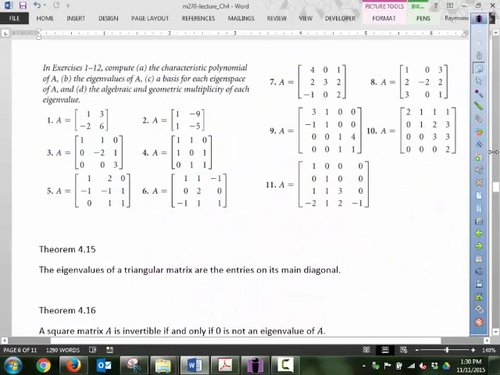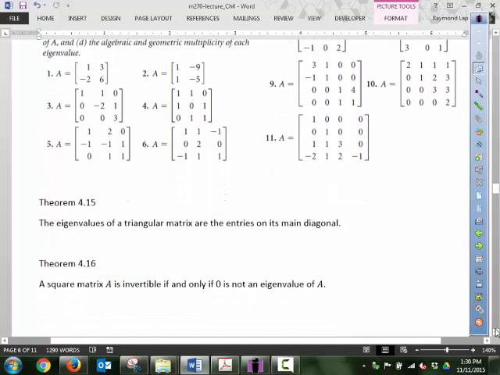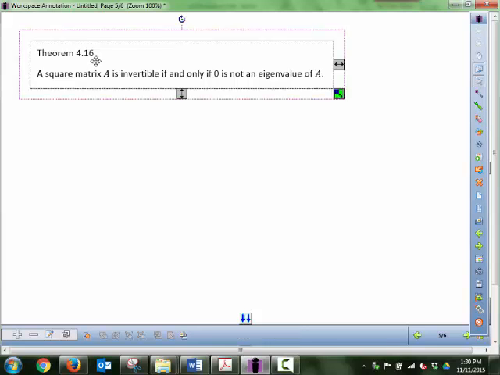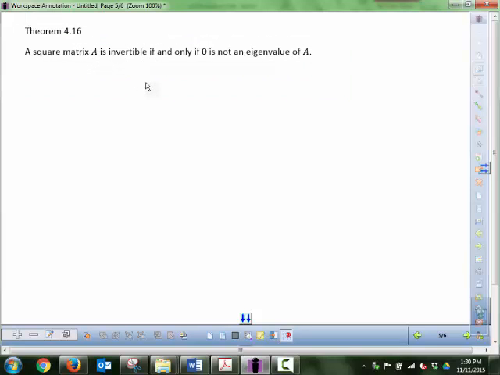Okay, there's this other one over here that really follows a bigger theorem. This talks about invertible matrices. A square matrix that's invertible has to not have 0 as an eigenvalue. It says a square matrix is invertible if and only if 0 is not an eigenvalue.